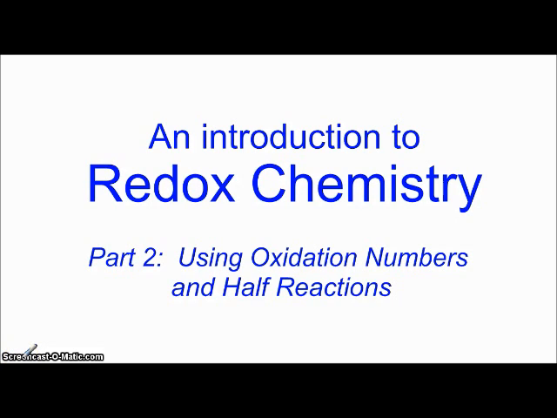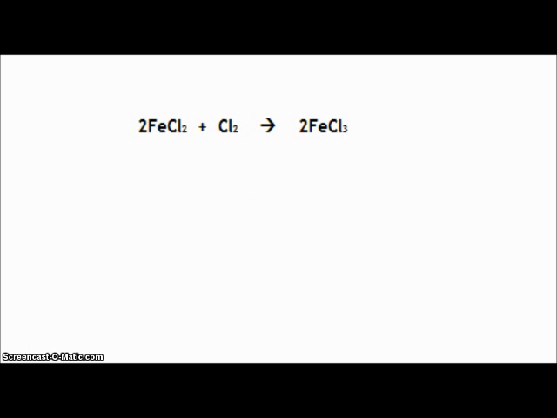In part 2 of this introduction to redox chemistry, we're going to have a look at using oxidation numbers to track whether things are being oxidized or reduced, whether they're acting as oxidizing agents or reducing agents, and then have a look at a little bit of work on half reactions. So let's start by having a look at this reaction. We're going to track what happens to iron, Fe, during the reaction.